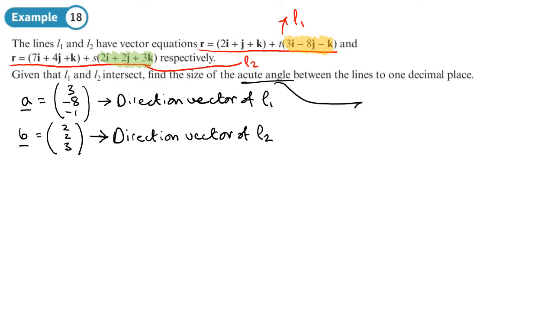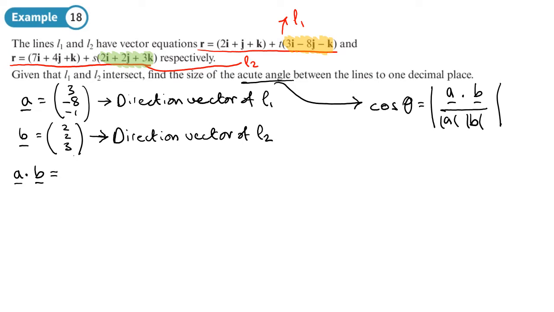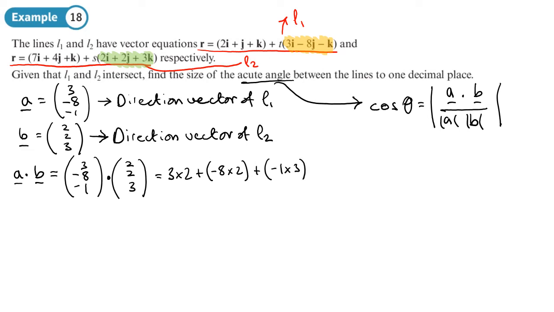and because I'm finding the acute angle between them, these need to go into this formula, a dot b over length of a times the length of b, and then I want to find the modulus of all of that to make it positive, to make sure that I get an angle between 0 and 90 degrees, so that I get this acute angle. So let's start with a dot b. So a dot b, that's going to be (3, -8, -1) dot (2, 2, 3). So that's 3 times 2 plus negative 8 times 2 plus negative 1 times 3. It's going to be 6 minus 16 minus 3, which I believe is going to give me negative 13, so minus 13.